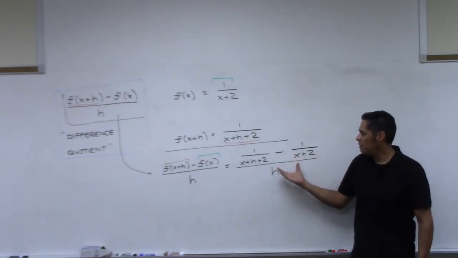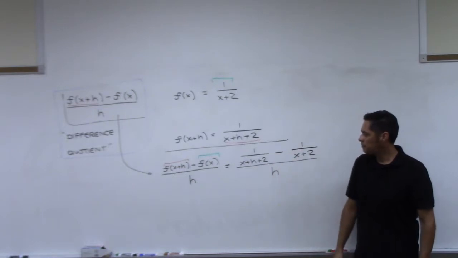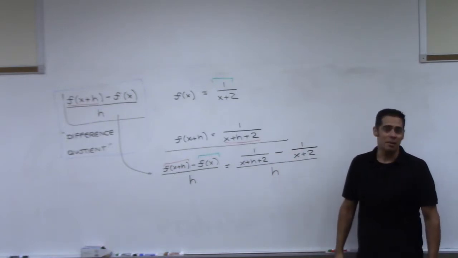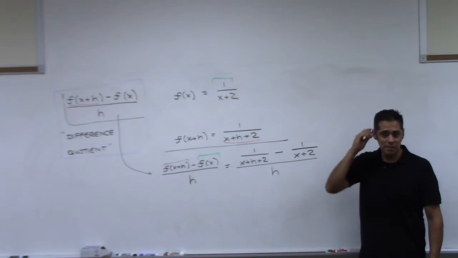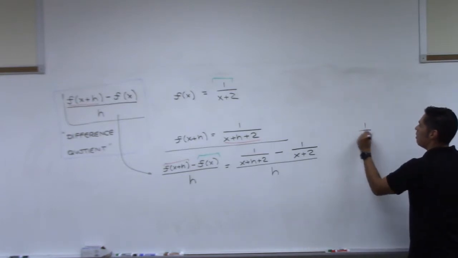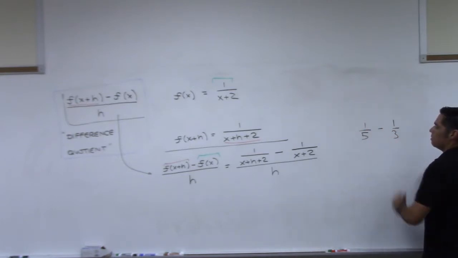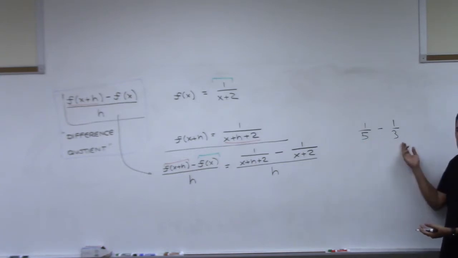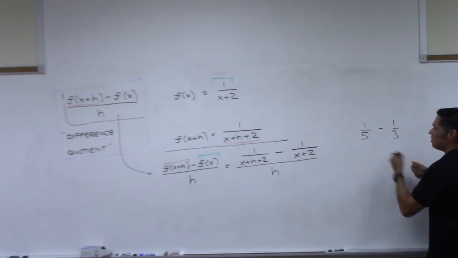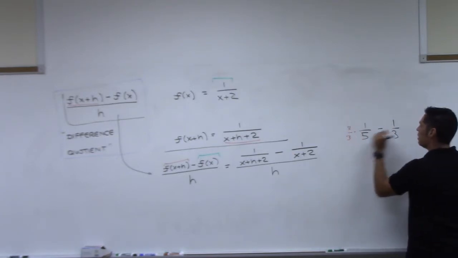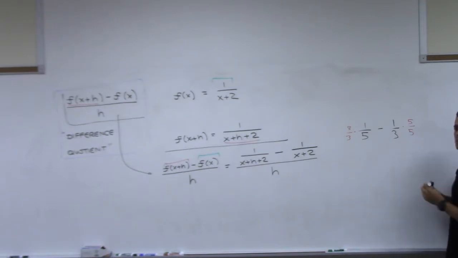Why can't you put those together? Because they don't have the same denominator. It's like if I'm asking you to do 1/5 minus 1/3. You can't put them together because they don't have the same denominator. So what do you have to do in this case? Get a common denominator. So what you would do in this case is you'd multiply the top and bottom here by 3 and the top and bottom here by 5. Isn't that how you get a common denominator? We have to do the same thing.